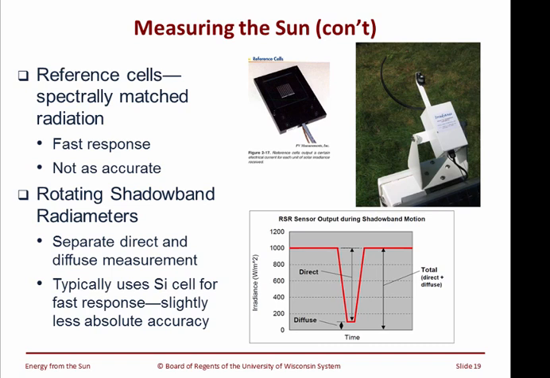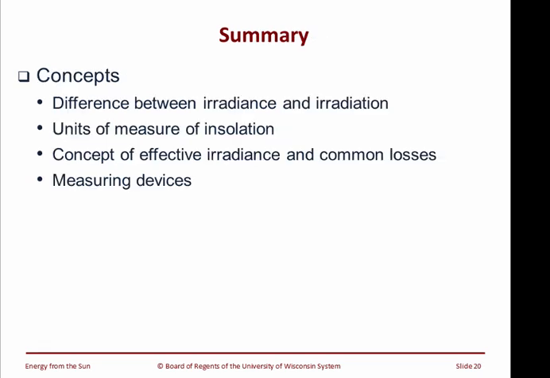Also, rotating shadowband radiometers are useful for measuring separately the diffuse and direct components. What these typically use are silicon cells that have very flat responses, and a small bar basically blocks the sun for a very short period of time, and the ratio between the total sunlight and just the diffuse component can then be calculated. So in summary, I'd like to review some of the concepts.